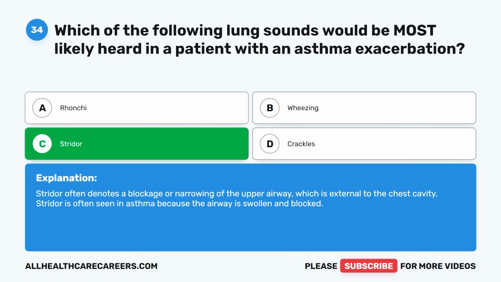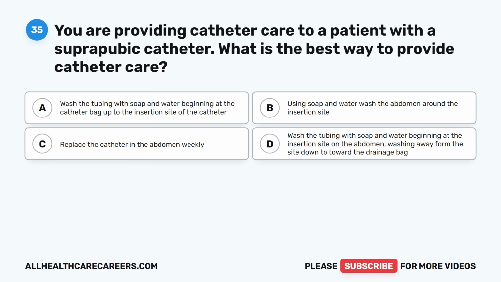Stridor is often seen in asthma because the airway is swollen and blocked. Question 35. You are providing catheter care to a patient with a suprapubic catheter. What is the best way to provide catheter care?